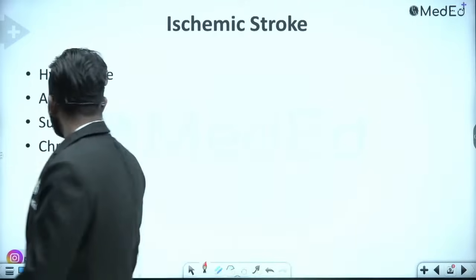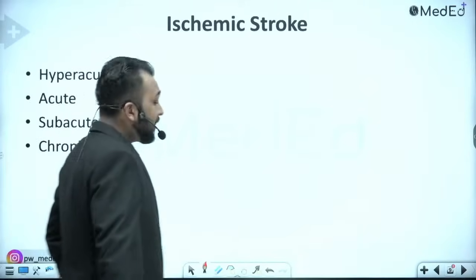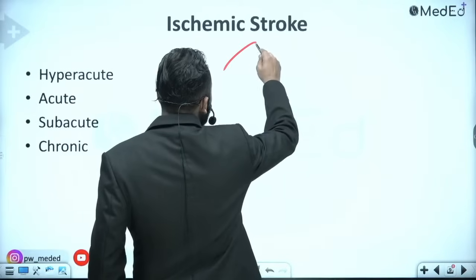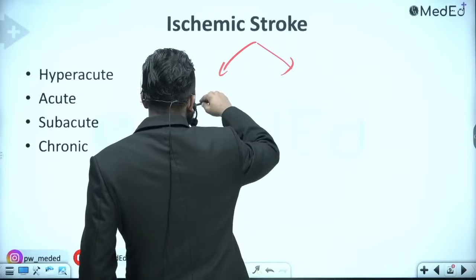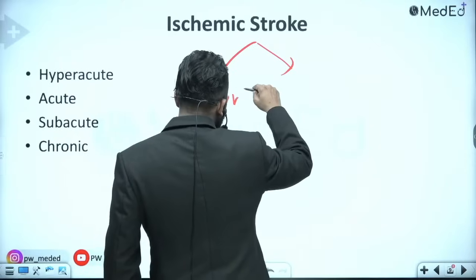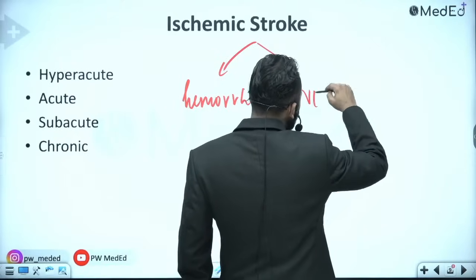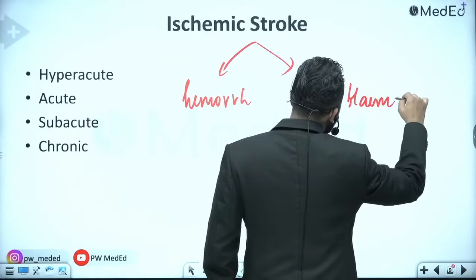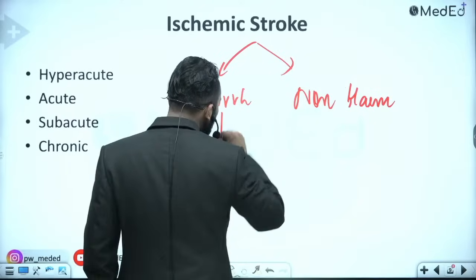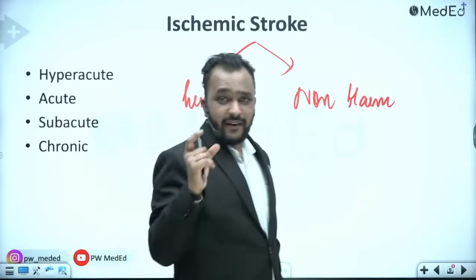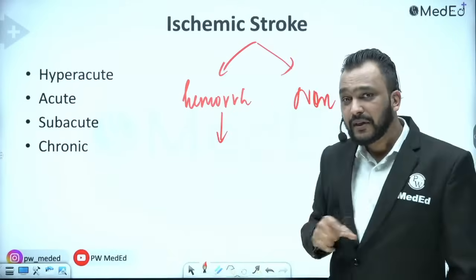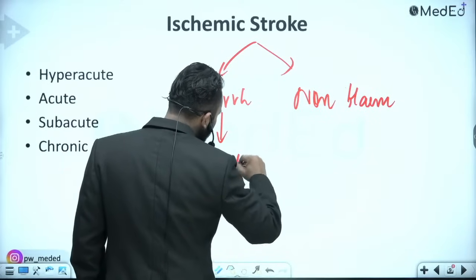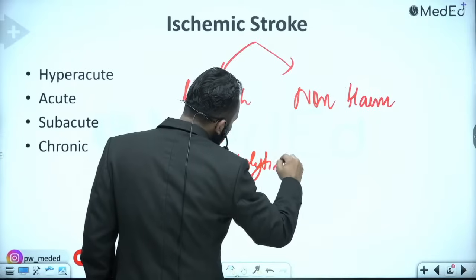Talking about stroke, stroke can be classified as hyperacute, acute, subacute and chronic. It can be hemorrhagic also, and it can be non-hemorrhagic also. Right? So why do we get an NCCT done in a patient with stroke? To look for any hemorrhage. If a patient is having a hemorrhagic stroke, thrombolytics will be contraindicated. That is why an NCCT needs to be done.